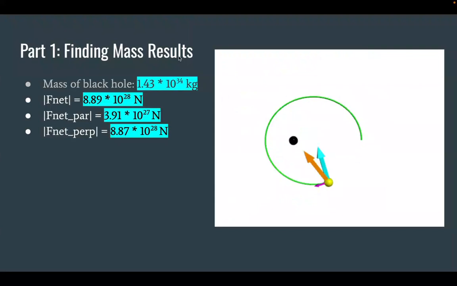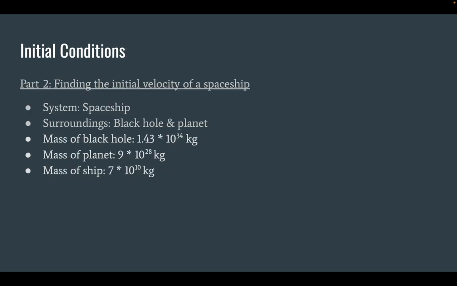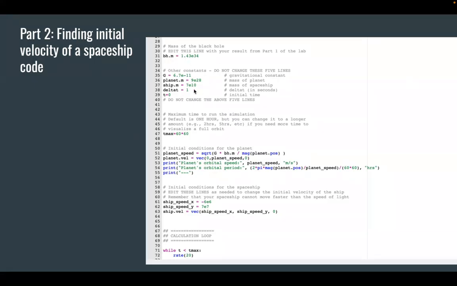For the results of finding the mass of the black hole, we found that it was 1.43 times 10 to the 34th kilograms, which is what we'll be using in the next section, along with the magnitudes of F net parallel and F net perpendicular as well. The initial conditions for the second part are the system being the spaceship and the surroundings being the black hole and planet. Additionally, we have these three, the mass of the black hole, planet, and ship, which we'll be using in the code right here for the initial conditions.